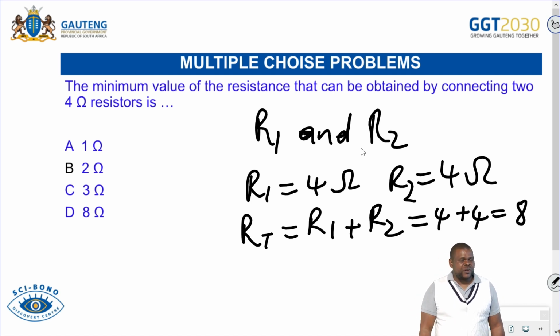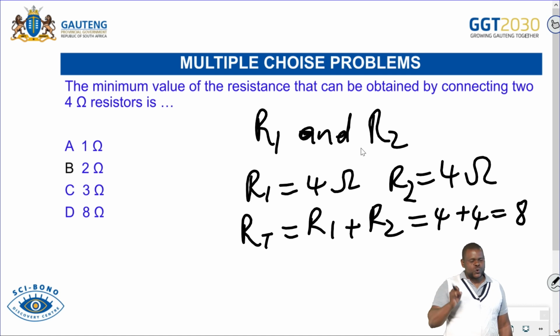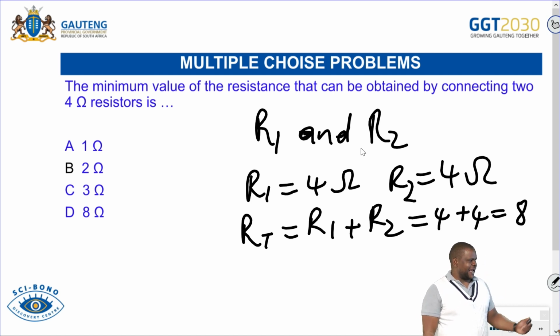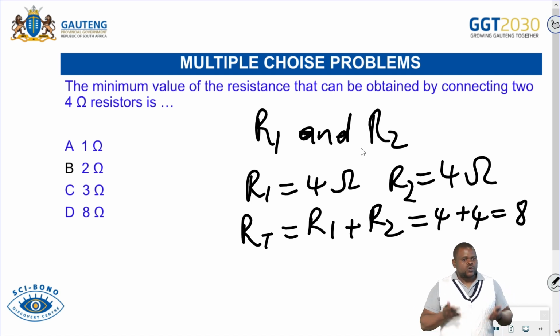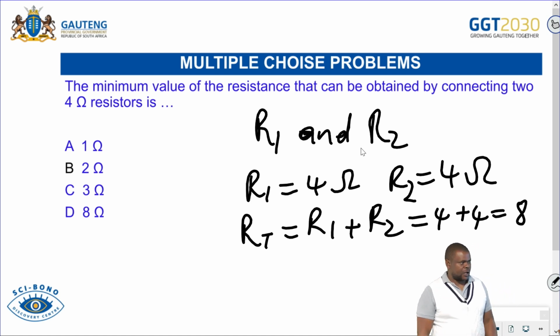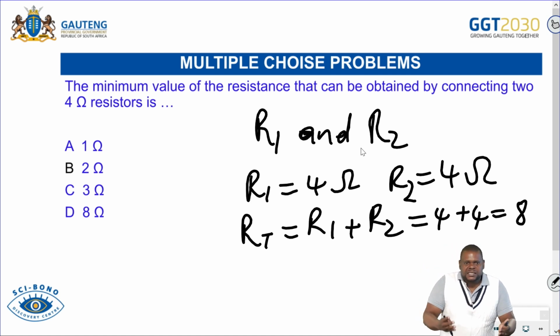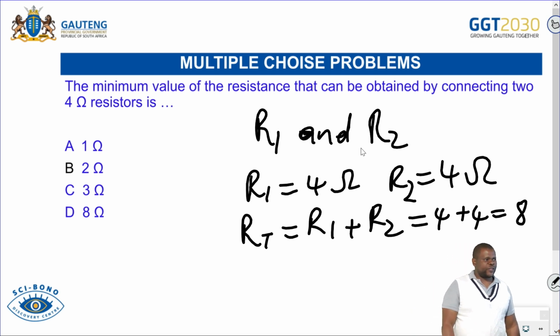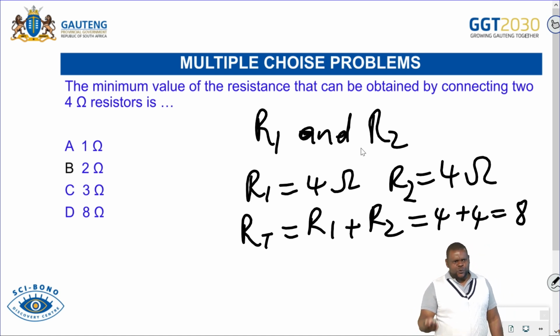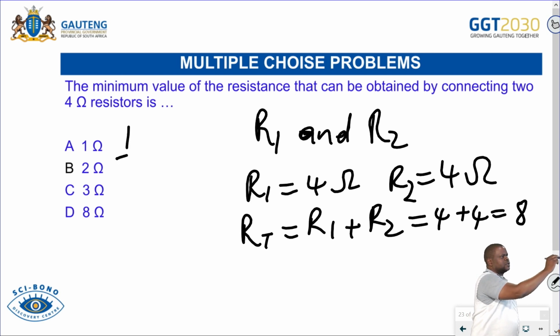Then when we check on the list, we have 1, 2, and 3. Are we together, grade 11s? Then which connection can we use in order to get the lowest? Because we know that series is out because it's giving us the highest value of the two resistors. What if we connect them in parallel? Then in parallel, we're going to have what?